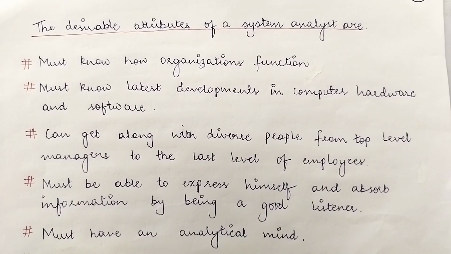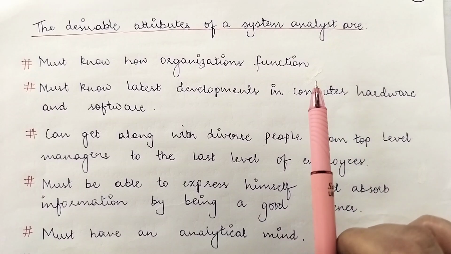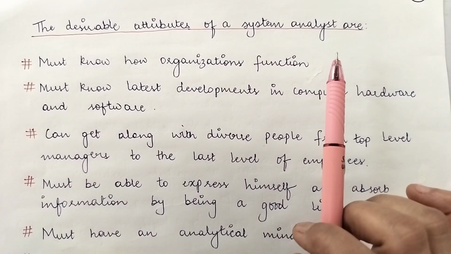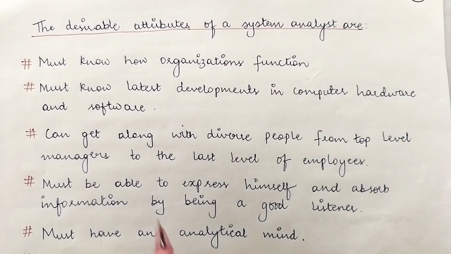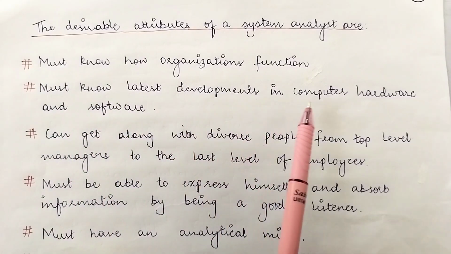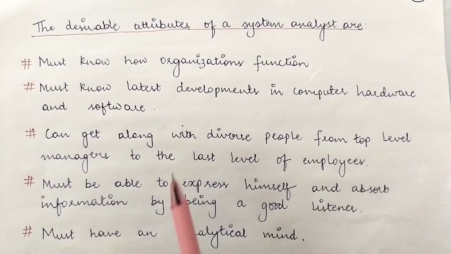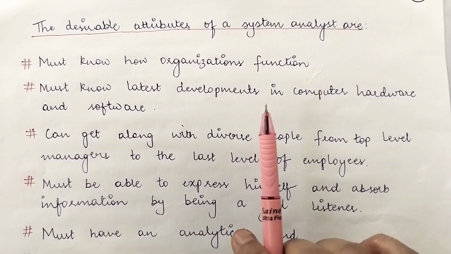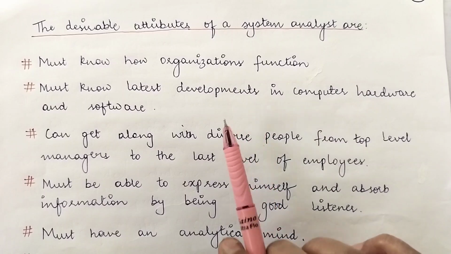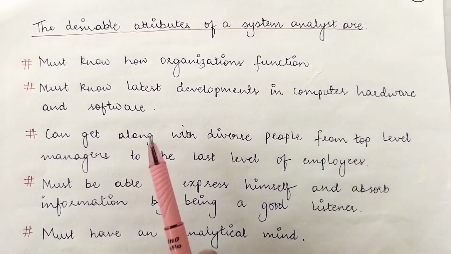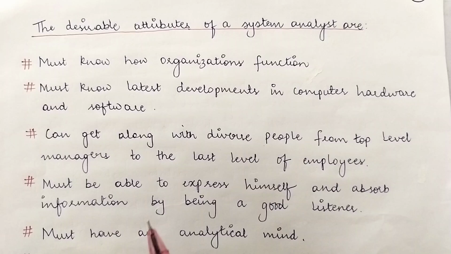So for that reason, a system analyst must study organizations very carefully, understand the requirements, the procedures of the organizations very carefully. So precisely you can say that he must know how the organization functions for which he is going to design a new information system. Then the system analyst must know latest developments in computer hardware and software. Since it is the system analyst who decides or makes specifications for the information system, it is quite obvious that he must know the latest developments in computer hardware and computer software.